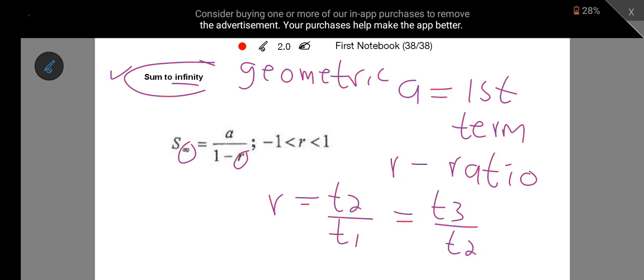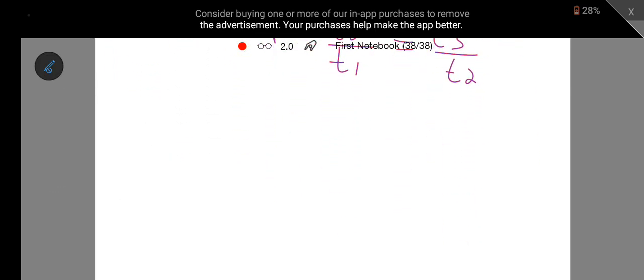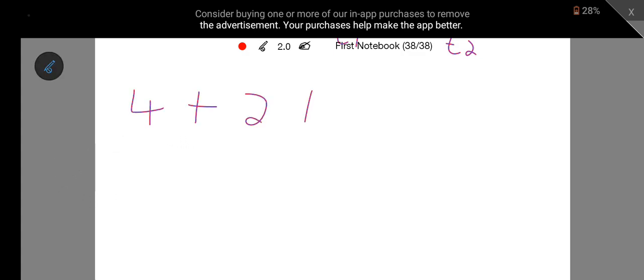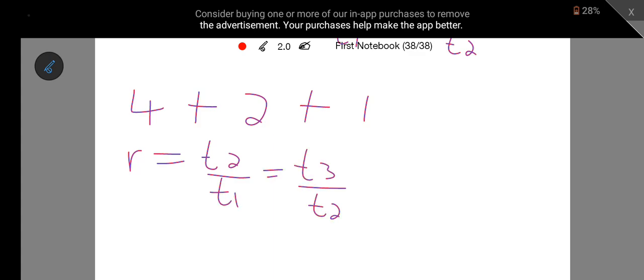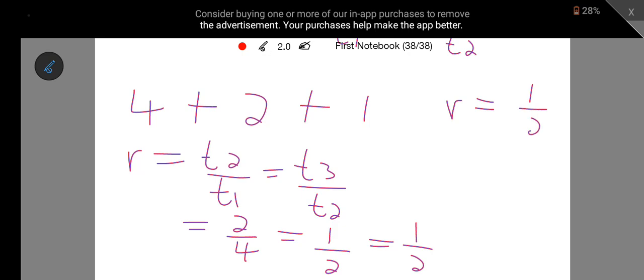So, for the series which adds up to infinity, we said that the ratio must be between -1 and 1. Let's have an example that we have had in one of the videos. It was 4 plus 2 plus 1. The ratio is equal to T2 over T1, which is equal to T3 over T2. T2 is 2 divided by T1, that is 4, is equal to T3, that is 1, divided by T2, that is 2. In all cases, I get 1 over 2. This means that my ratio is equal to 1 over 2. Then the value of A, the first term in the series, is 4.